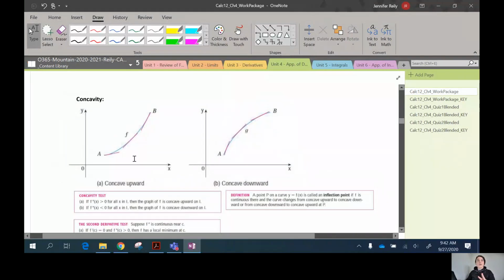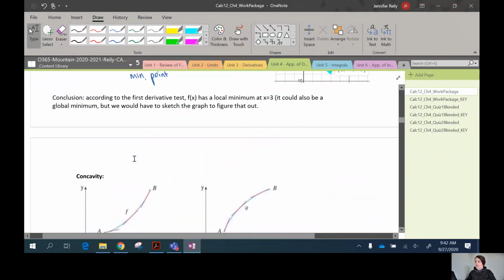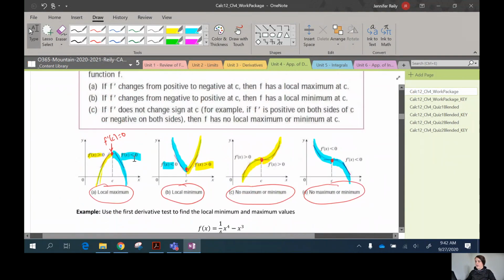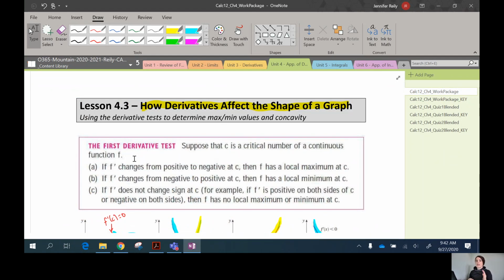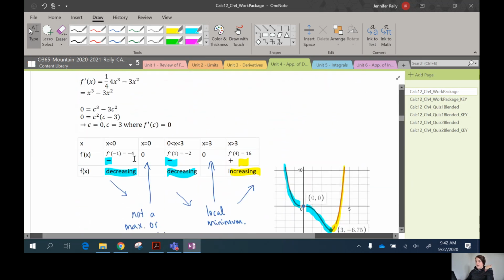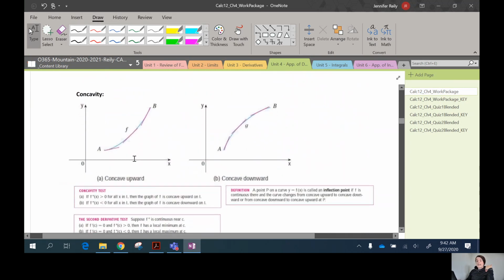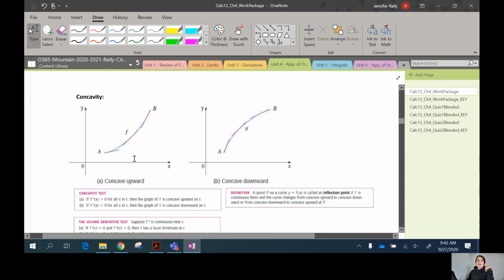This is a video to go over lesson 4.3 part 2. So in the first part, let me just quickly review. We were looking at how the first derivative affects the shape of a graph. The first derivative tells us whether the graph is increasing or decreasing. In this video, we're going to look at the second derivative and what that can tell us about the shape of a graph.